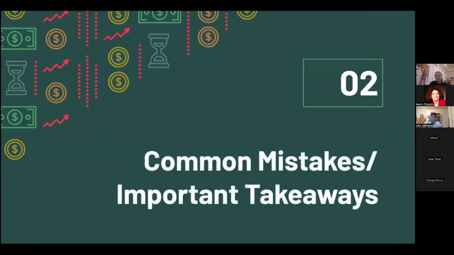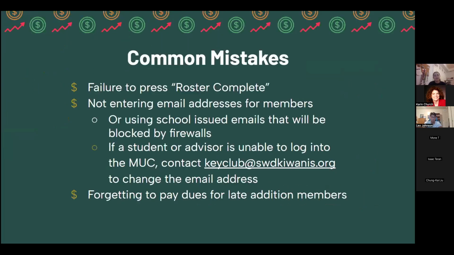I believe it's supposed to say 3, but common mistakes and important takeaways. Here are some common mistakes when navigating the MUC. There is failure to press roster complete. If you don't press roster complete, you won't get that automatically generated invoice, so make sure to press this. And then 2, not entering email addresses for members or using school-issued emails that will be blocked by firewalls. To make sure this doesn't happen in the future, make sure to use personal email addresses and not school addresses so that we can avoid those firewalls.